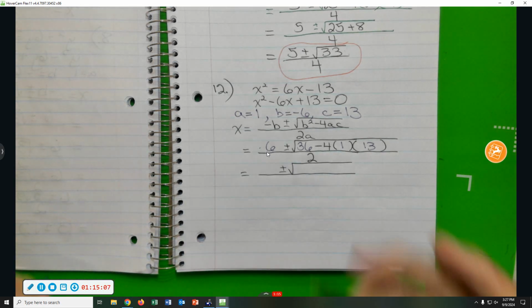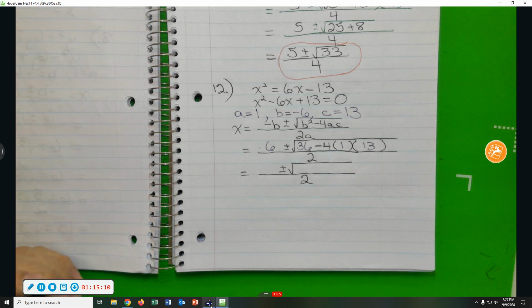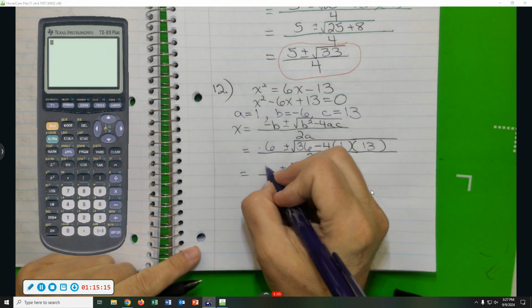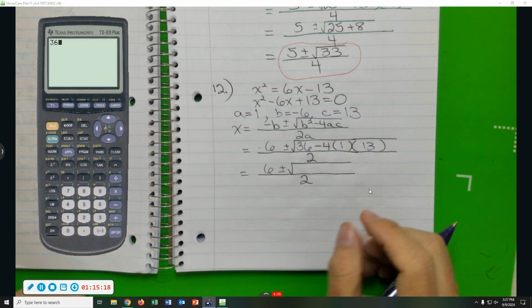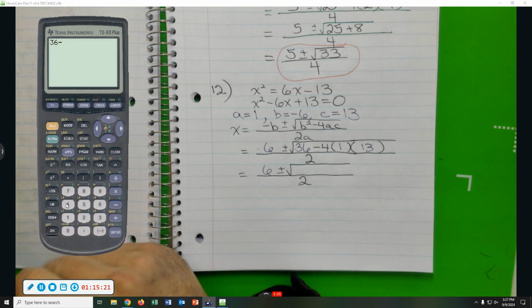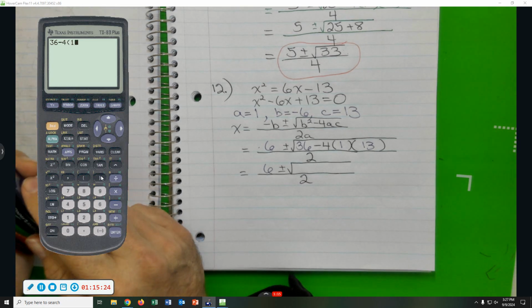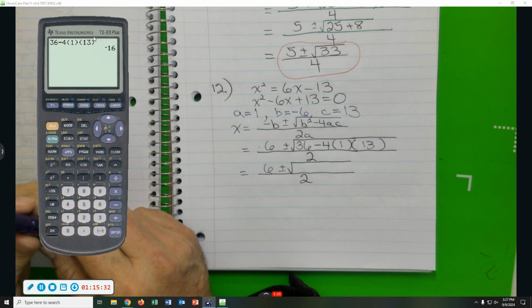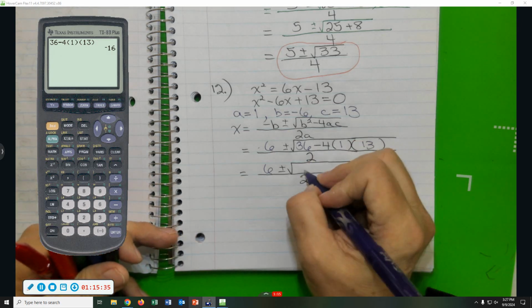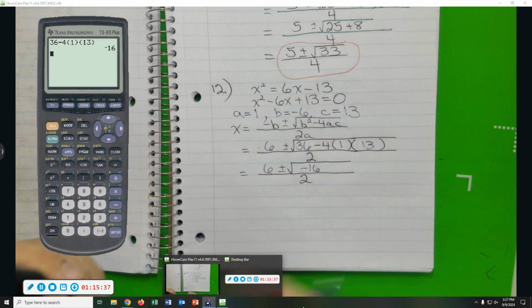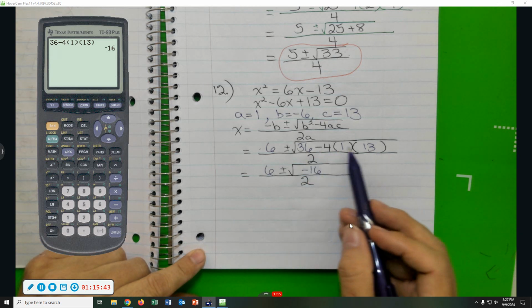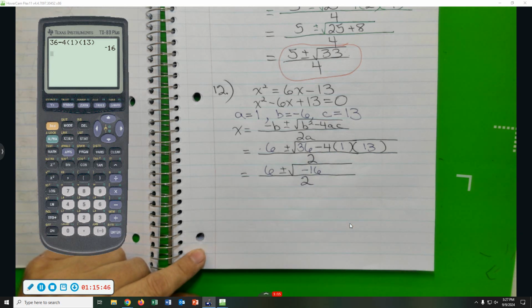Let's use Tony's method for under the radical. For the discriminant, pull up your calculator. I'm getting 36 minus 4 times 1 times 13. That's 36 minus 52, which is giving me a negative number. We're getting a negative 16. That's going to work out really nicely. Is that okay? I'm just using my calculator.